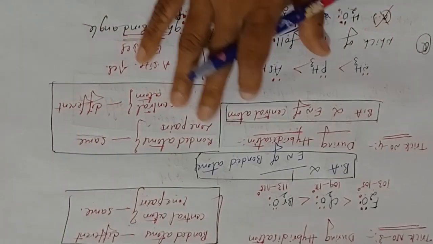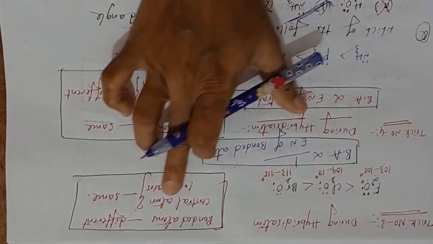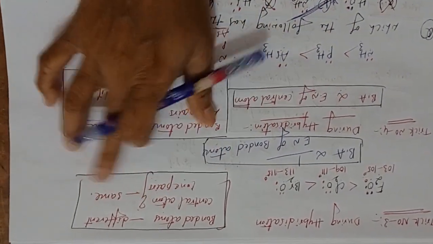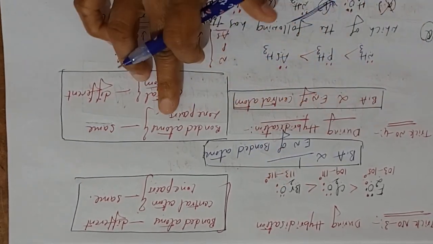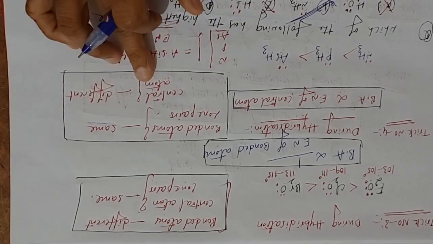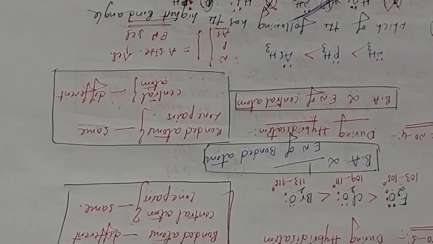Next, trick number 3. During hybridization, this is the case, bonded atoms different, central atom lone pair same. So this is the example. Next, trick number 4, during hybridization, bonded atoms lone pair same, central atom different. This is the trick. Clear, students?